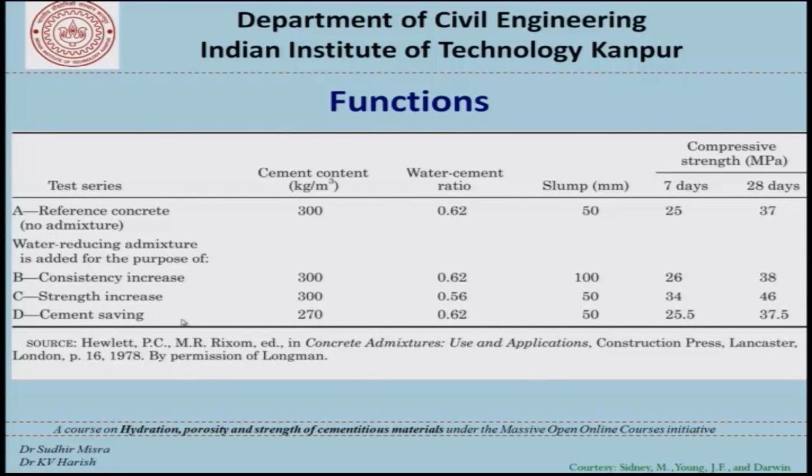concretes. Now in the third case, where we will see mixture D, the cement content is substantially lowered. So instead of 300 we are using 270, whereas the water to cement ratio is the same 0.62, and the slump is also the same, and you see that the 7 day and 28 day strengths are 25 and 37 MPa, which are approximately the same as the reference concrete, and this mixture D is primarily seen from economical perspective.